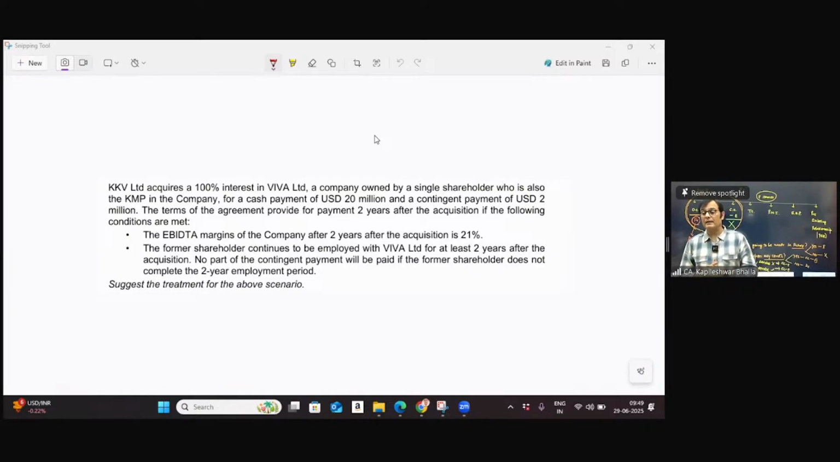It says the EBITDA margin of the company after 2 years is 21%. The former shareholder continues to be employed with Viva for at least 2 years after the acquisition. No part of the contingent payment will be paid if the former shareholder does not complete 2 years of employment. So it is a CCE.